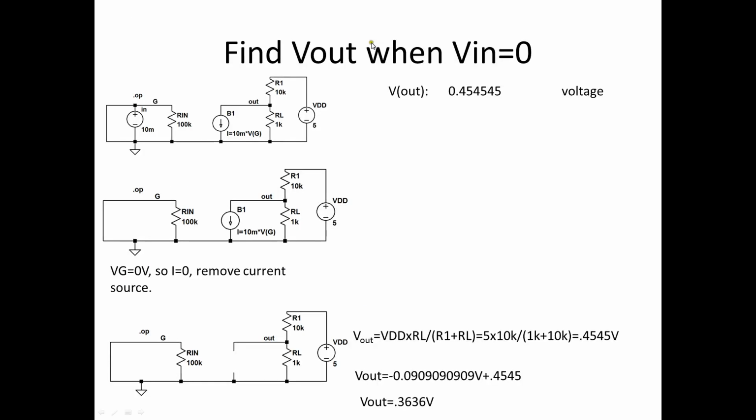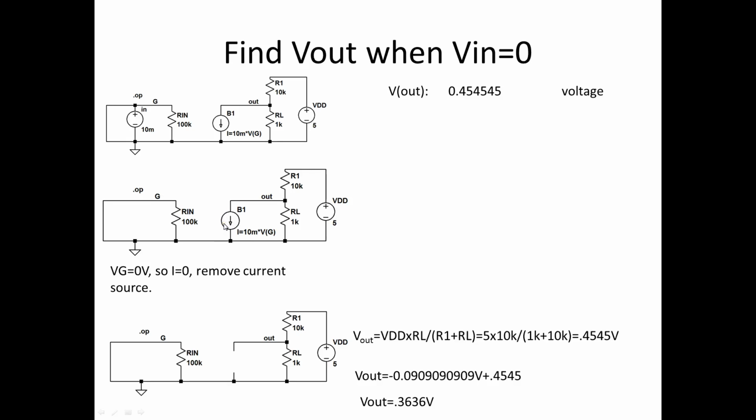Now let's find out what Vout is when Vin is equal to 0. I put a wire across Vin, and now this source is shorted. And in fact, the gate voltage here is set to 0 because it's connected to 0. Now this has an interesting effect on the dependent current source, because if Vg is 0, it turns out that this dependent current source is also 0 as well.